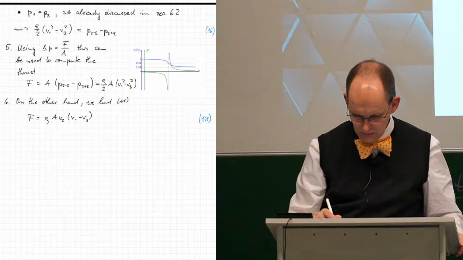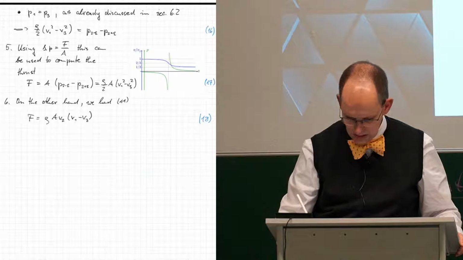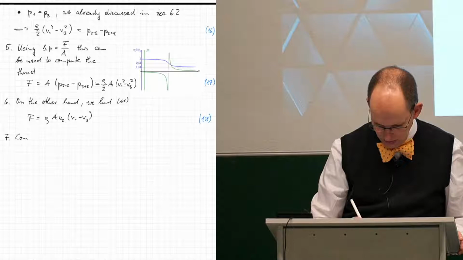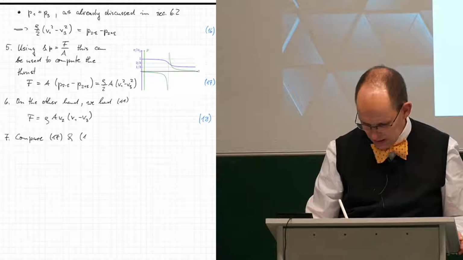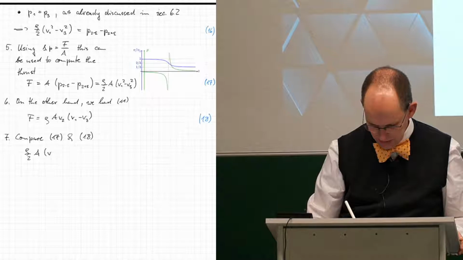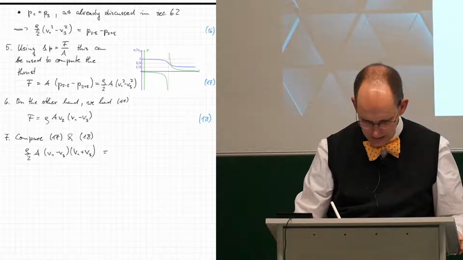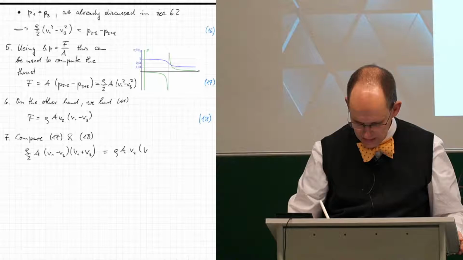That's equation 17 here. And then, of course, we compare both, and we are done. So, compare 17 and 18. So we have rho divided by 2 times A times (V1 minus V3)(V1 plus V3). That's equation 17, is equal to equation 18, namely rho times A times V2 times (V1 minus V3).